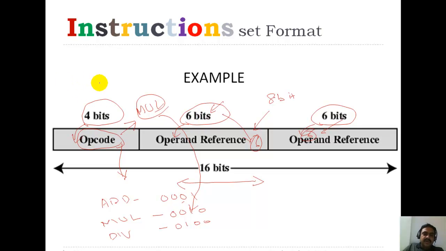Sometimes it could be, say, 2 bits for opcode, 7 bits for operand 1, and, 7 plus 2 being 9, another 7 bits for operand 2. That is also possible. Okay, or it could also be 6 bits for opcode and the rest divided between operand 1 and operand 2. So it all depends upon the ISA or the designer who has designed the ISA. It can vary from processor to processor, controller to controller.